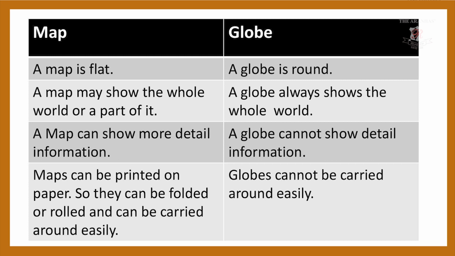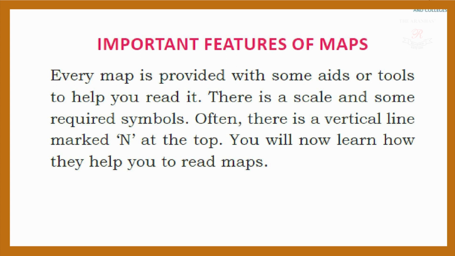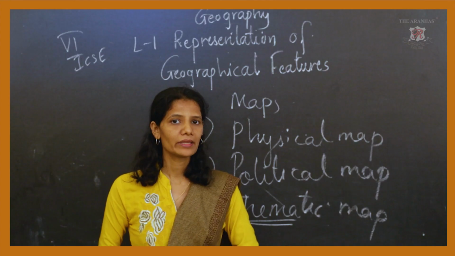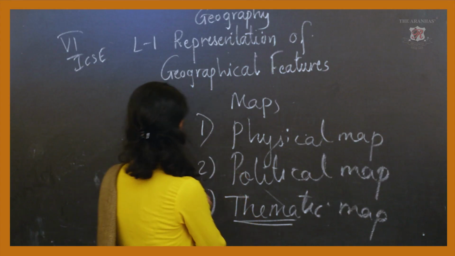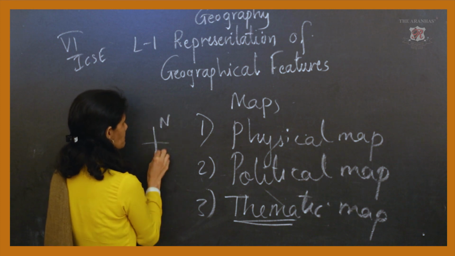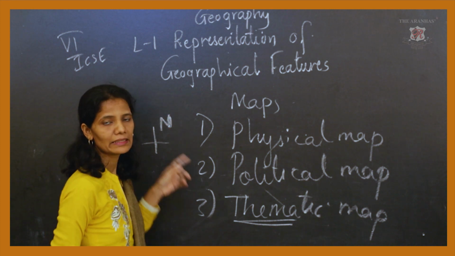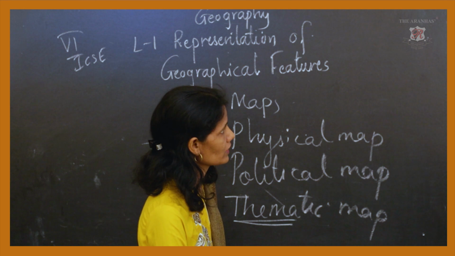Now, we are going to see the important features of the map. Every map is provided with some aids or tools to help you read it. There is a scale and some required symbols. Often there is a vertical arrow marked N at the top. You will now learn how they help you to read the maps. If you have seen a map earlier, N is always marked at the top like this. It indicates the north side.